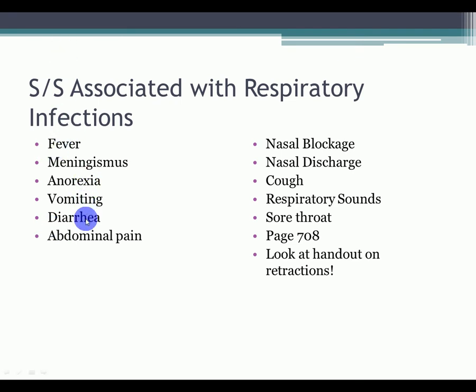Anorexia, vomiting, diarrhea, abdominal pain, nasal blockage, discharge, cough, respiratory sounds, and that can be different things from grunting. You may have nasal flaring, sore throat. This is on page 708 for complete details. And don't forget to look at that handout on retractions. All right, also at the beginning of the year, I gave you a handout that gave you the tips for remembering pediatric vital signs. Make sure that you go back and look at that because we're talking about respiratory, so that will come in very, very handy. I will try to remember to post that again as well for you.